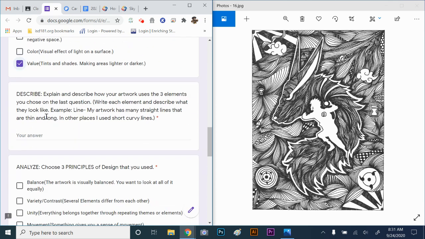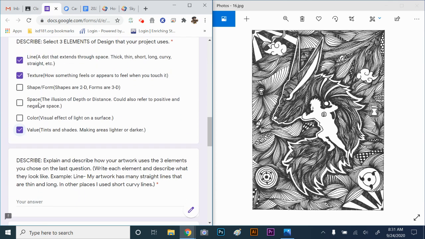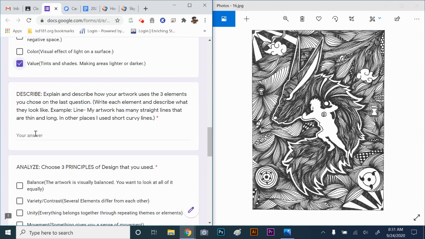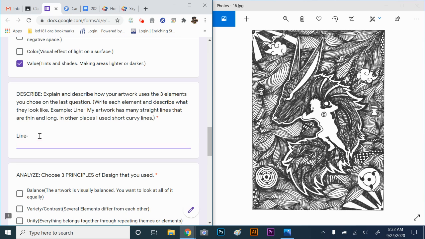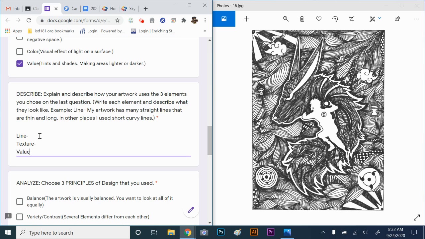And I'm going to actually type in here a little bit to explain what I want. So I chose line, texture, and value. So you have to write in the ones that you chose. So what you would do is type in line, put a dash, and then what I might do is enter down, texture, put a dash, and then value. Okay. So I would start by typing the 3 elements that you used, and then I want you to describe how you use them and what they look like in your artwork.